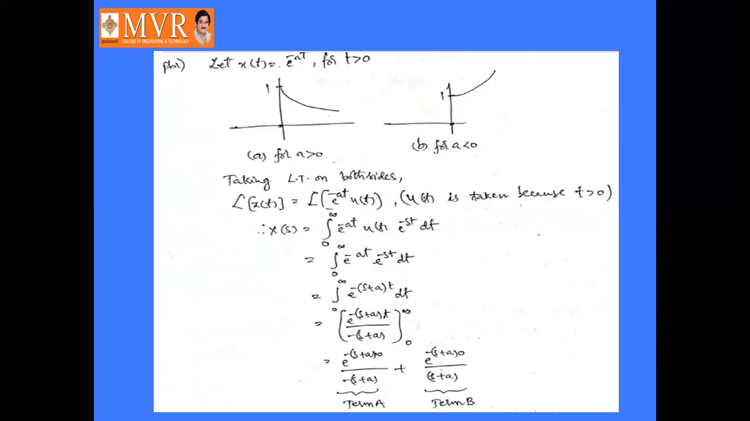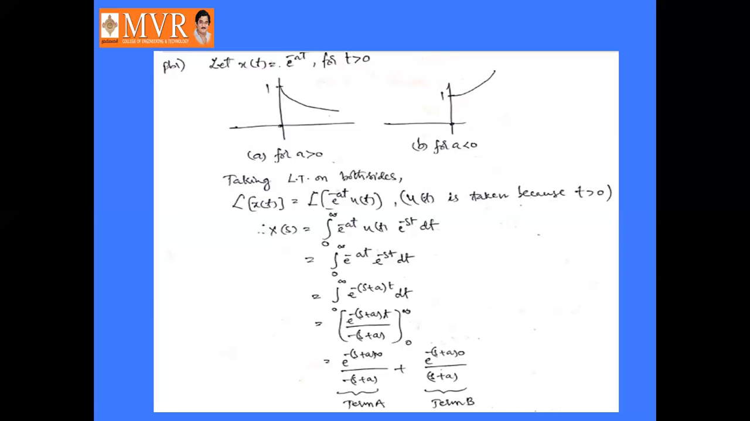That's why it will become the integral from 0 to infinity of e power minus at into e power minus st dt. So take minus t as common, it is s plus a. So the integral from 0 to infinity of e power minus of (s plus a) t dt. Okay, then it will become e power minus of (s plus a) t by minus of (s plus a), with the limits 0 to infinity.